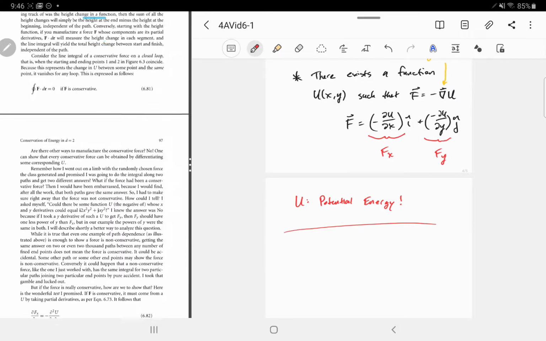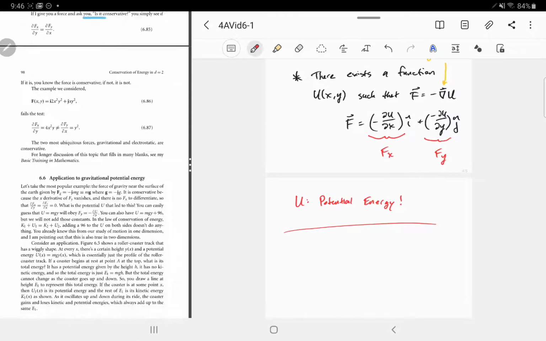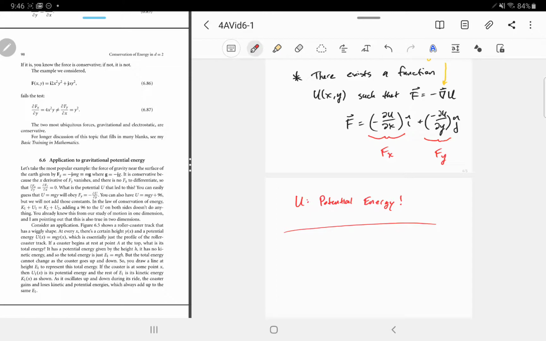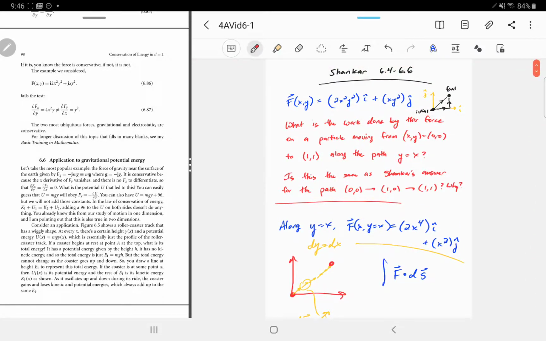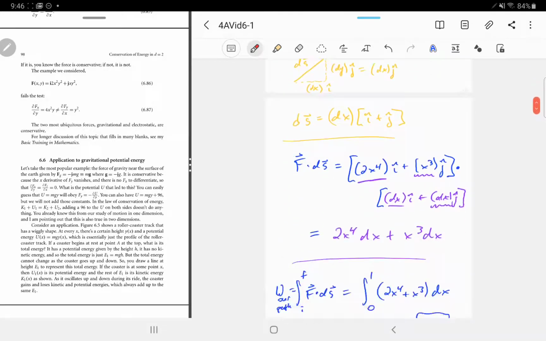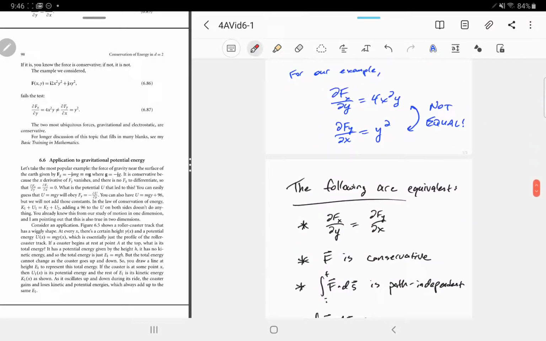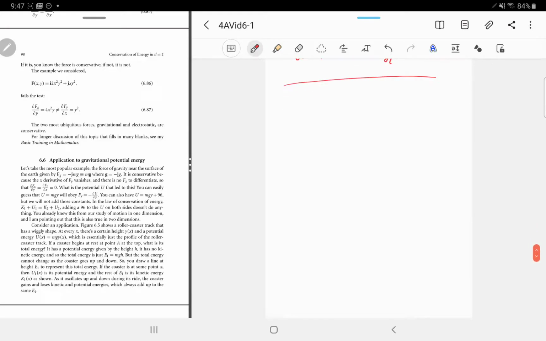This is the gist of this section. And so your homework will do two things. First, you'll be expected to compute work along a specific path. And also you should be able to test whether a function is conservative or not.